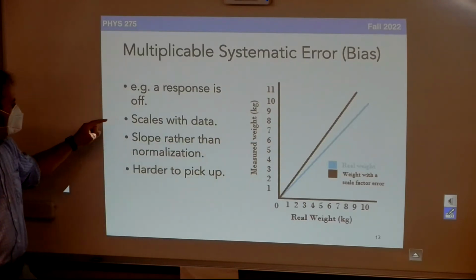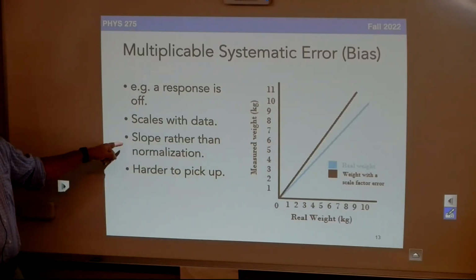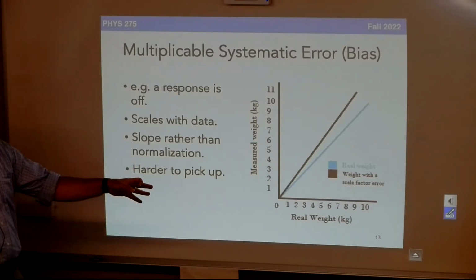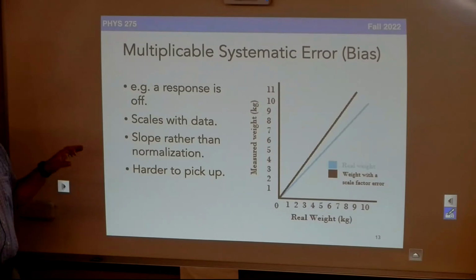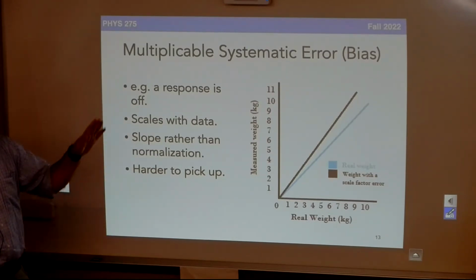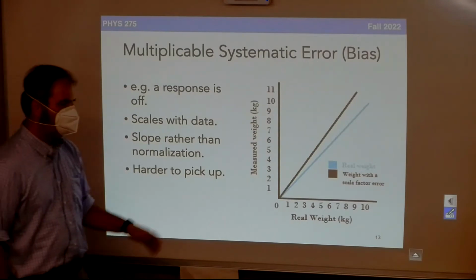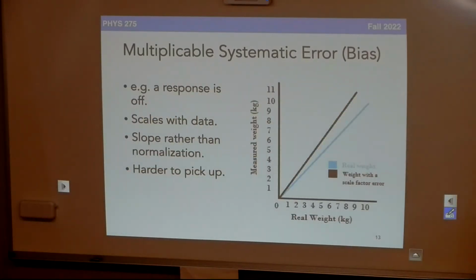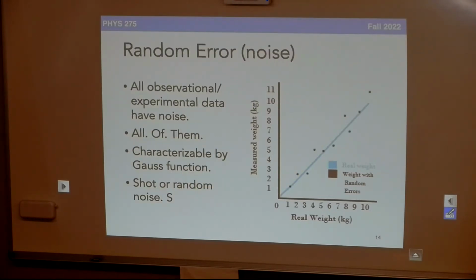And so the slope, rather than the offset, is the thing that you're after. It still looks okay because it has the 0 point where it should be. This is so much harder to pick up because you want to know the slope, and often if you have an effect, you're looking at the slope. So if there is a multiplicative effect, that's harder to calibrate. You might have to use a bunch of weights.